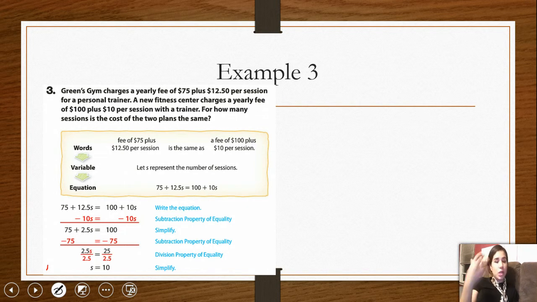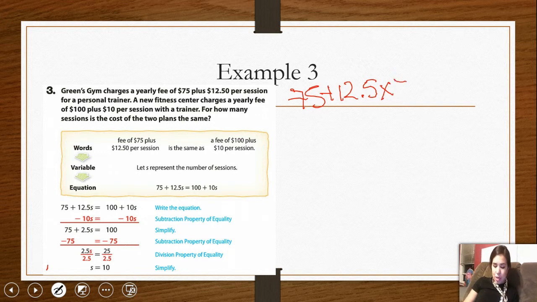Well, we first need to set an equation for each of them, and then set them equal to each other. So for the first one, we know it's $75 and then it's $12.50 per session. If it's just one, it'd be $12.50. If it's two, it's 2 times that. 3 times that. So we can write that as 75 plus 12.5 per session. They wrote S. I'm going to write x just because my S's start looking like my 5's.